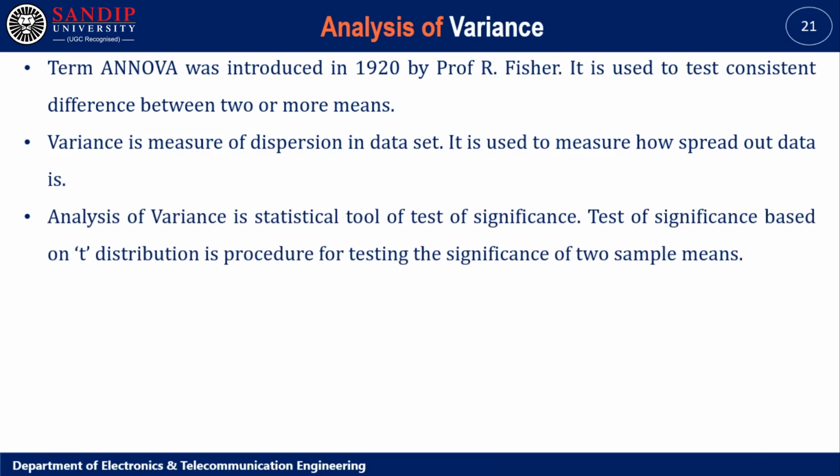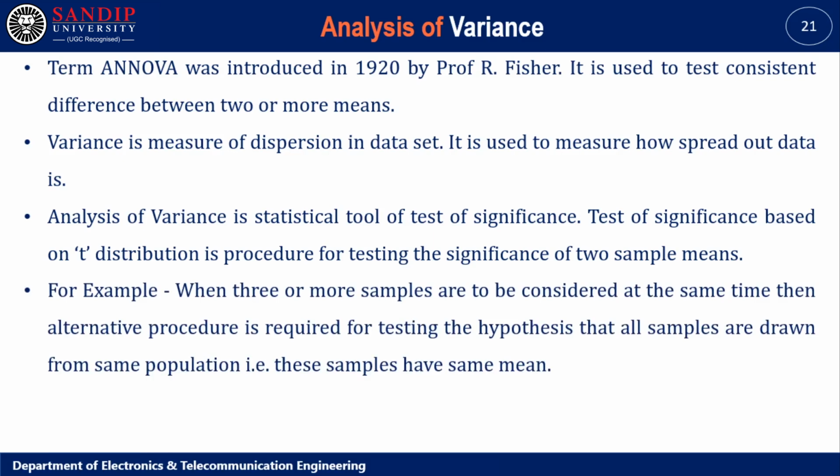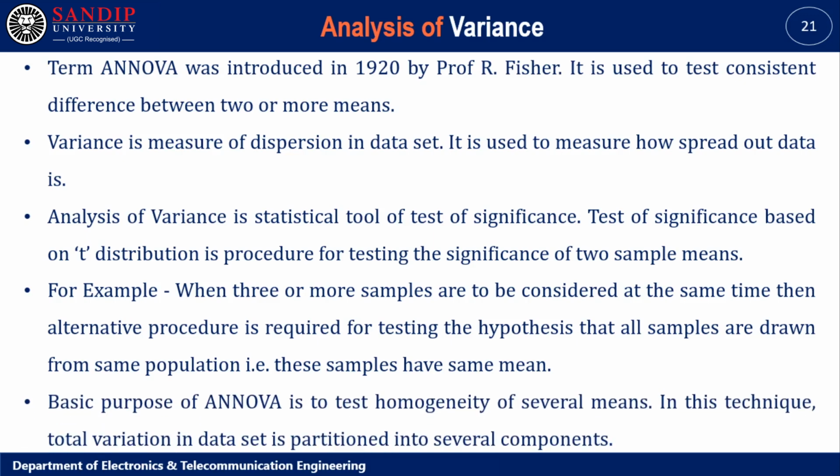Test of significance based on t-distribution is a procedure for testing the significance of two sample means. When three or more samples are to be considered at the same time, an alternative procedure is required for testing the hypothesis that all samples are drawn from the same population, that is, these samples have the same mean. The basic purpose of ANOVA is to test homogeneity of several means. In this technique, the total variation in the data set is partitioned into several components.